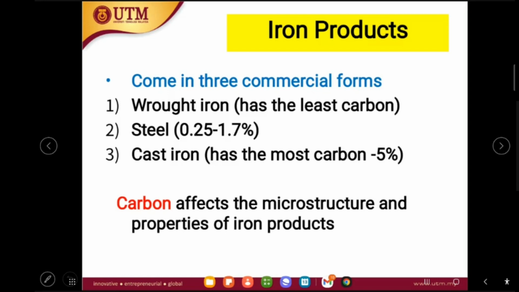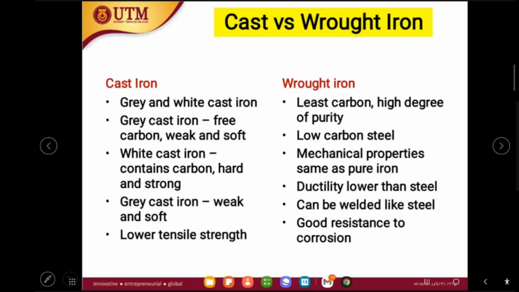Depending on the content of the carbon in the steel, it can result in different types of steel, because it affects the microstructures and properties of the iron product. So based on these different properties and the microstructure, we categorize the iron into different categories, for example rough iron, steel, and cast iron.